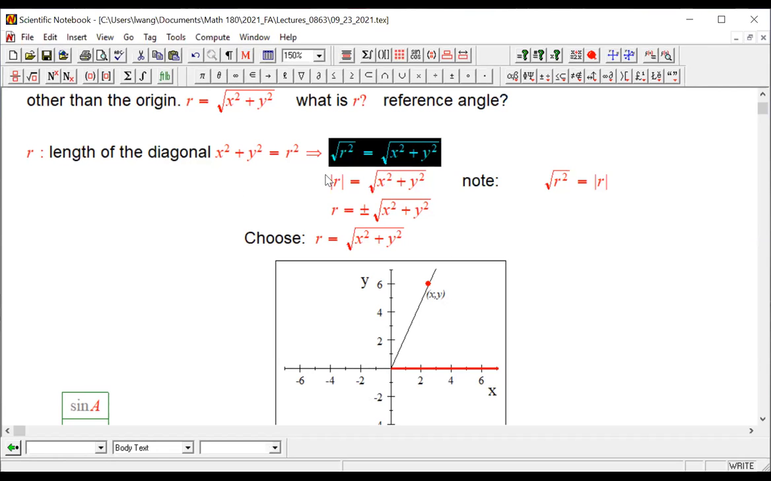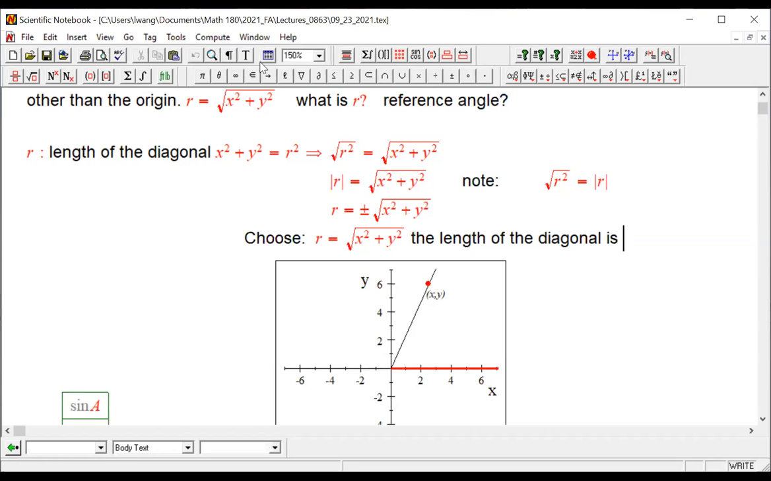But when you go through the steps, on that step, you must show this. Otherwise, you might lose points. It depends on who your professor is. You guys follow me? So to be safe, you just do this. Choose this because the length of the diagonal is wanted.